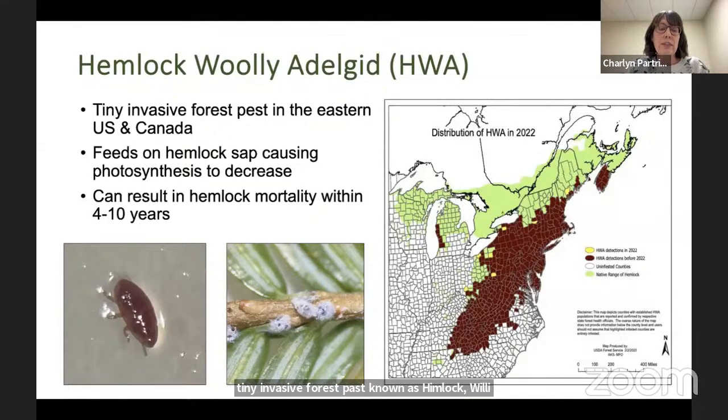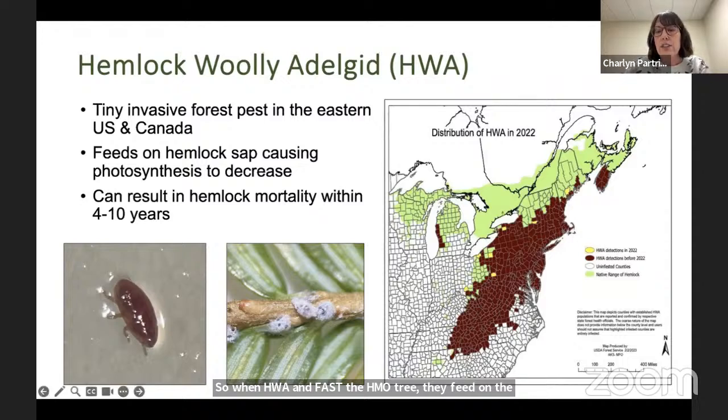So this is an invasive forest pest that's found within the eastern US and Canada. You can kind of see it here on the left-hand side of your screen. This is an HWA crawler, the most mobile stage of the individual, and these individuals are roughly less than a millimeter in size. When HWA infests the hemlock tree, they feed on the hemlock sap and cause a decrease in photosynthesis, and this can result in hemlock mortality within 4 to 10 years.